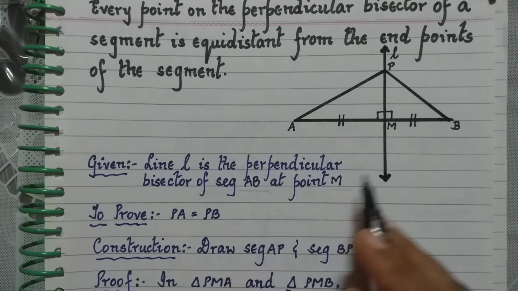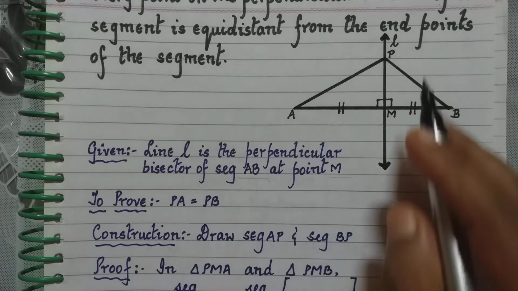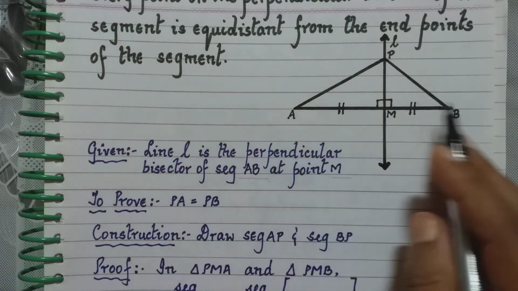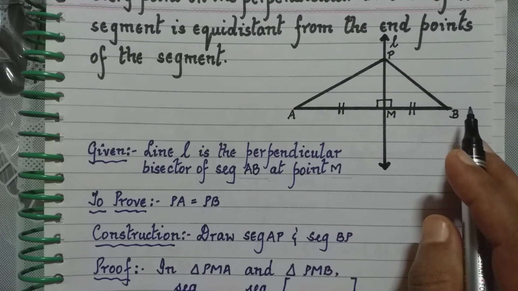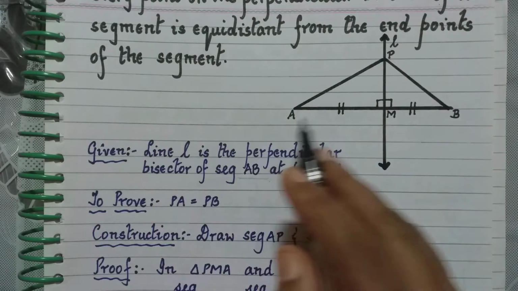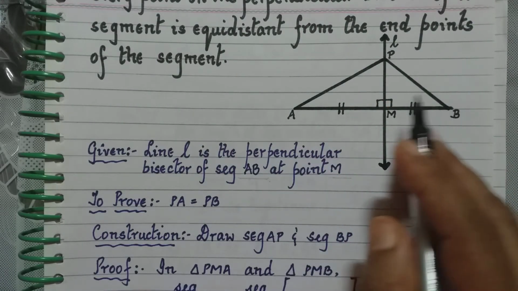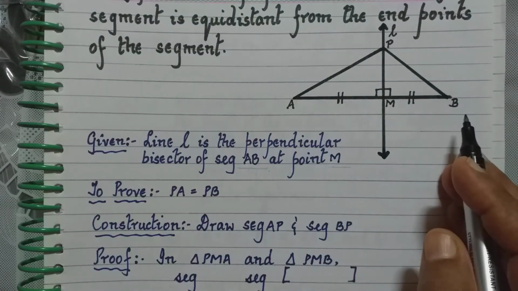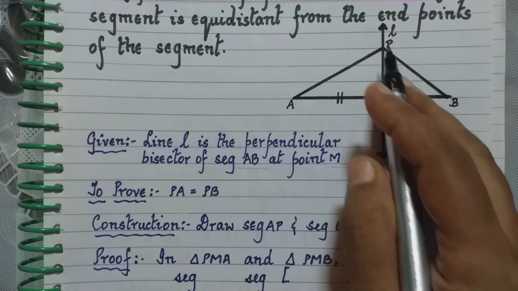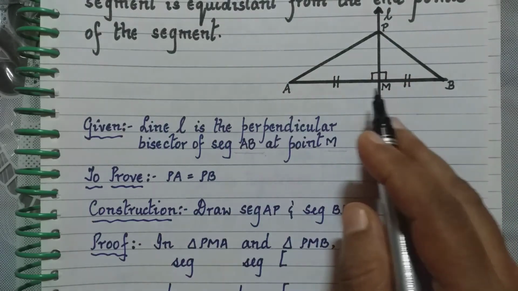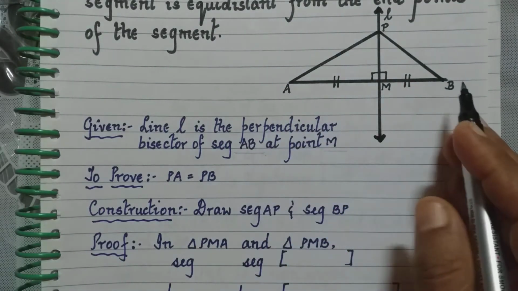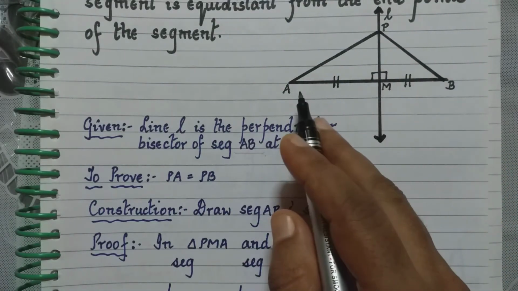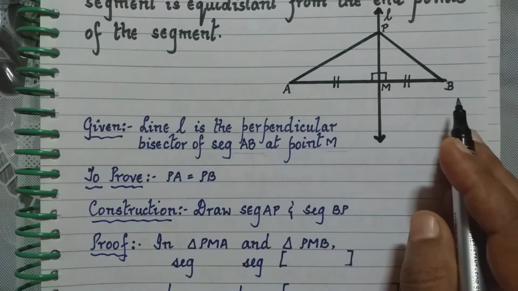Okay. We do a construction. What is the construction? The line segment was already given, so what can be the construction? Just to join these two. Okay, so what is it? Draw segment AP and segment BP. Now, we will consider these two triangles, triangle PMA and triangle PMB.